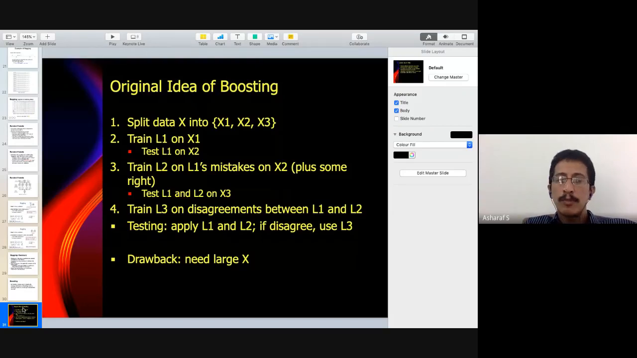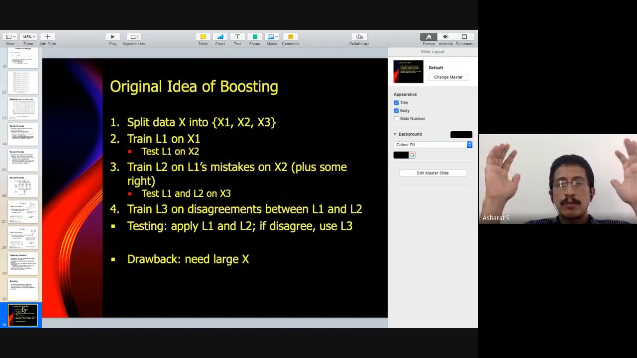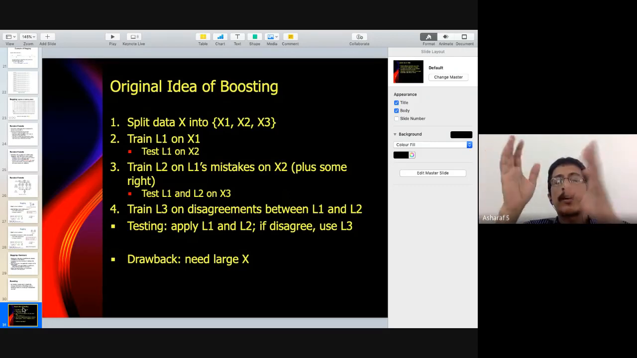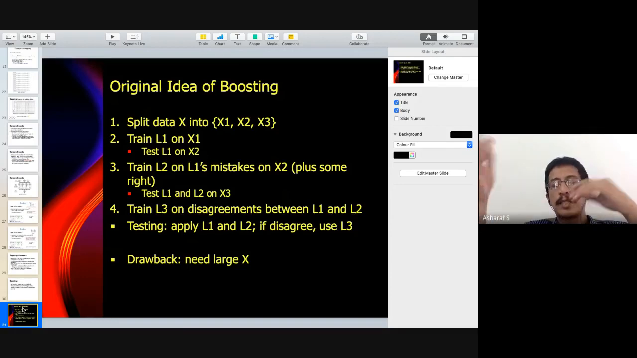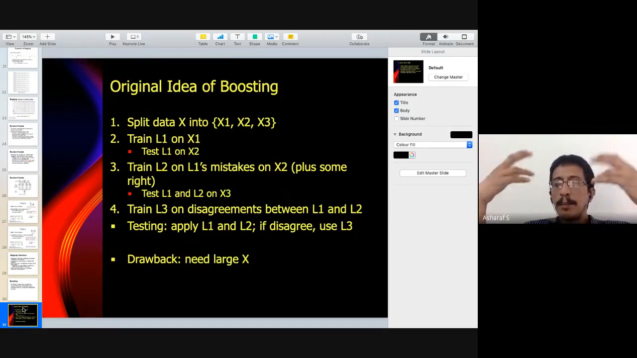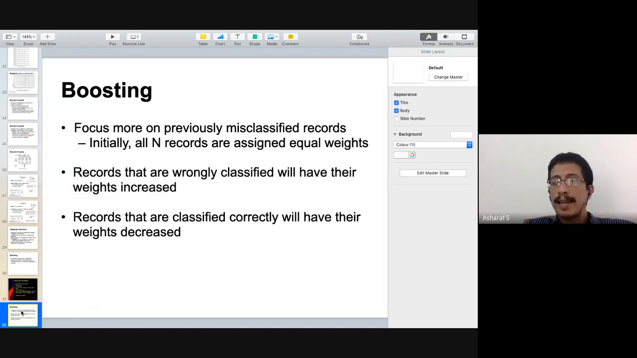People have worked on this further and said you don't have to split the data equally. Say you've got 1,500 points. You can split into 500, 500, 500, or you can split into 600, 600, and 300. But people asked, why do you do this? Can we do it at the individual point level, for every training point? That led to a new interesting ensemble algorithm called boosting.